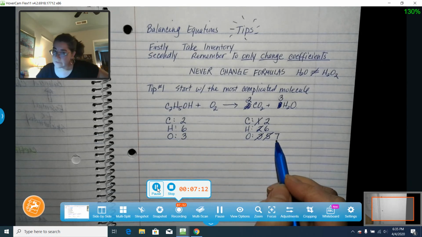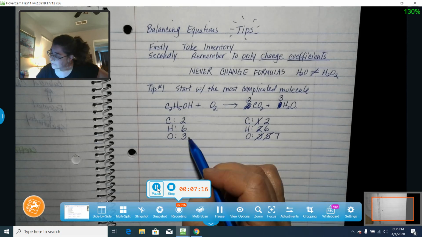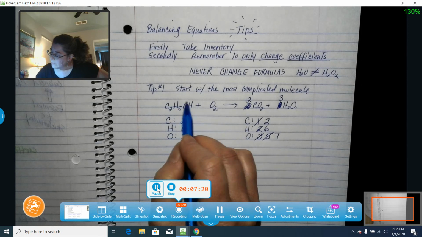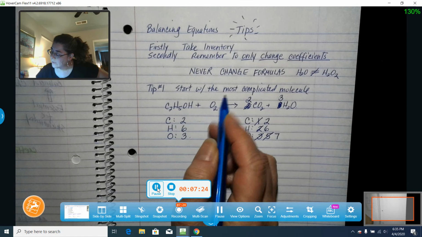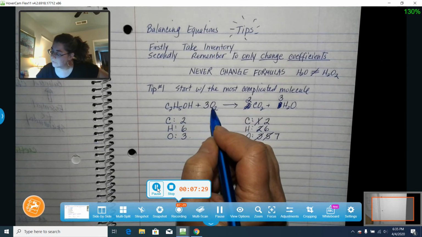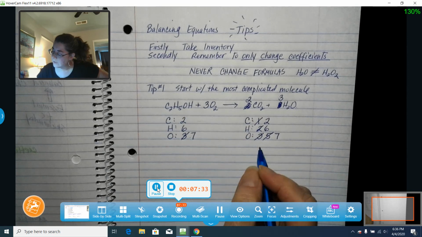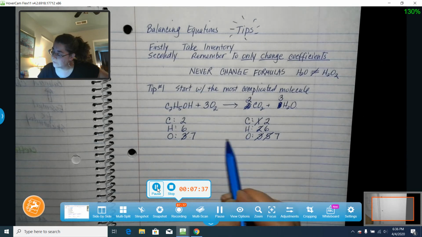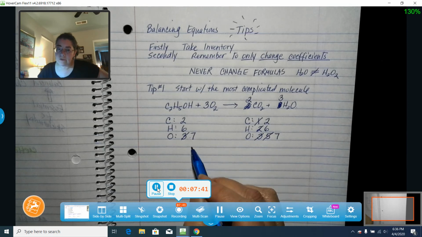Okay, this side has 7, this side has 3. I need to get this side to say 7. Now remember, I already have 1 here, so I need 6 more. So if I put a 3 in front of this, 3 times 2 is 6, then I add that 1 more, that gives me 7, and now it's balanced. I have the same number of carbons, hydrogens, and oxygens on both sides. Balanced. Okay, now on to the next tip.